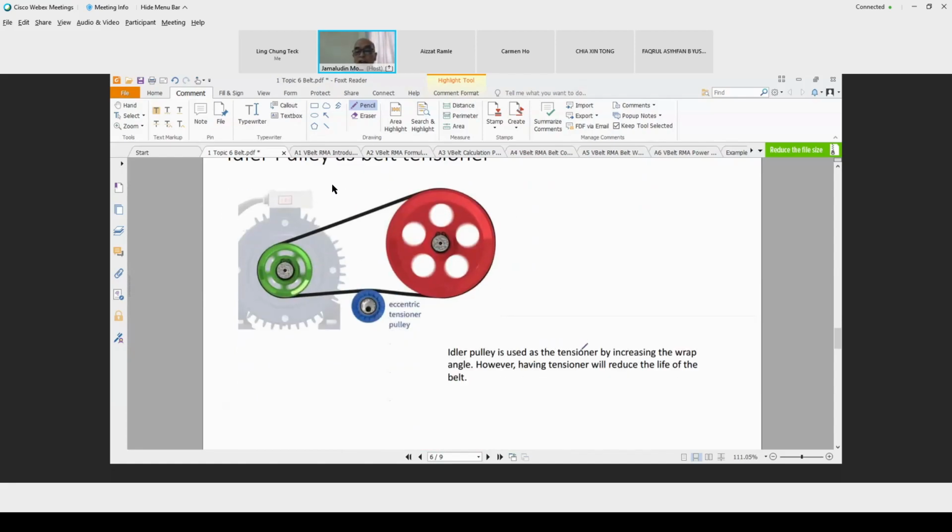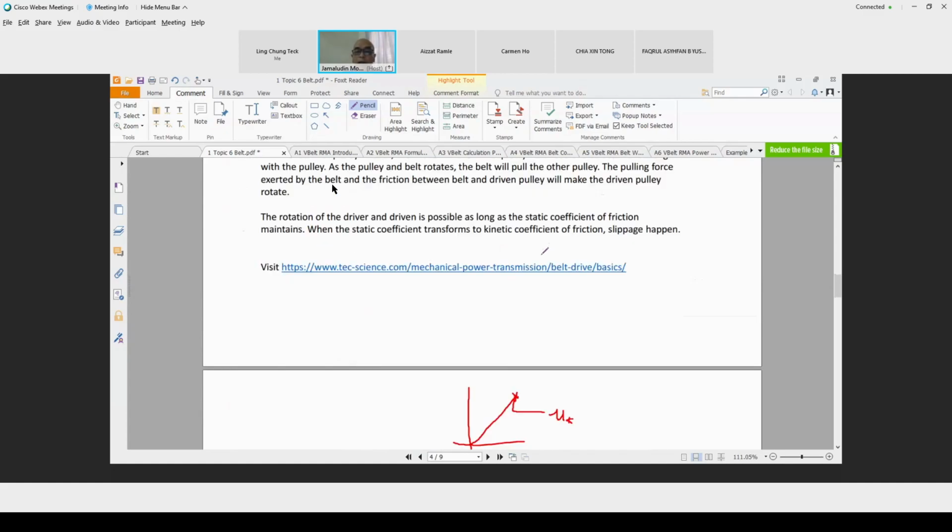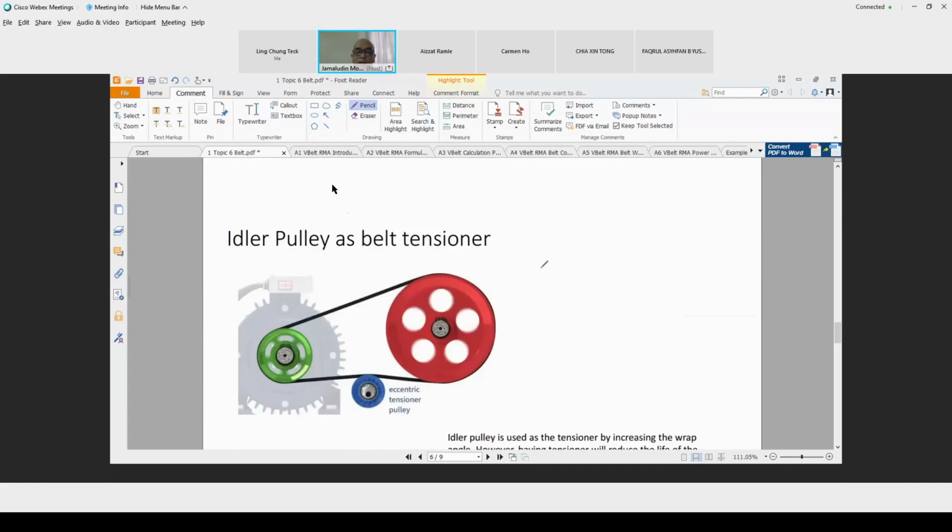Okay, the pulley is used as a tensioner to increase the wrap angle. However, having a tensioner will reduce the belt life. Why is the life reduced? Because remember, when the belt goes from this point to that point, the tension of the belt is going to be higher, and suddenly it goes lower. This fluctuation will result in reduced belt life.